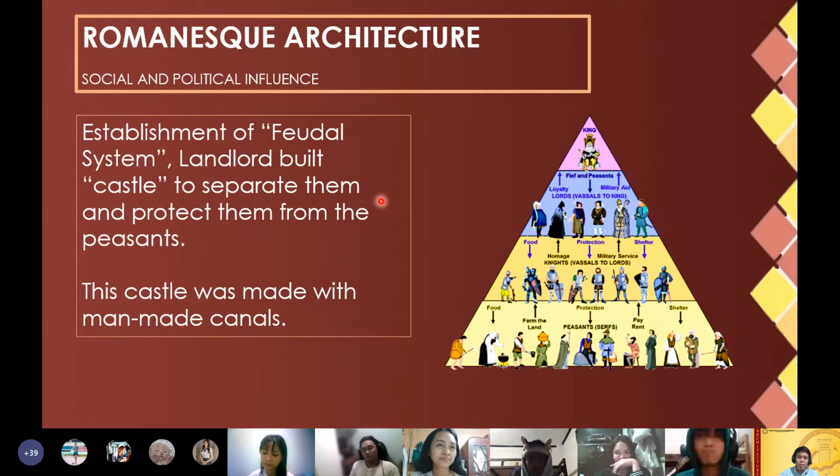So that's the time, it's called feudalism or the feudal system. Okay, so far any questions?